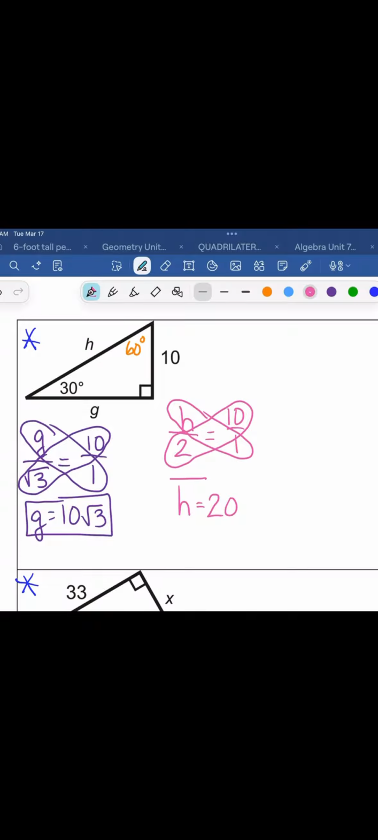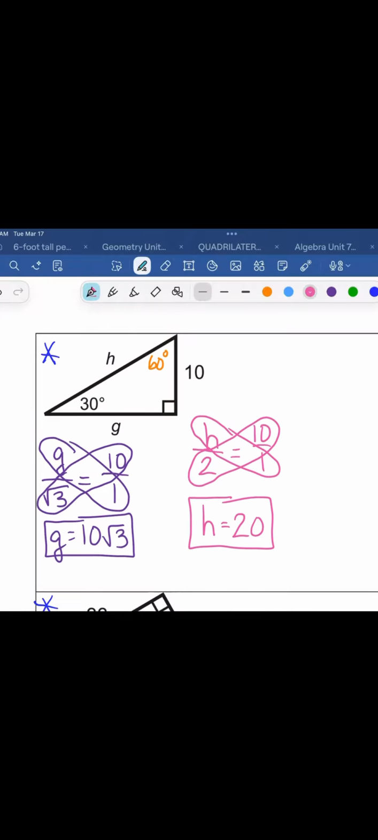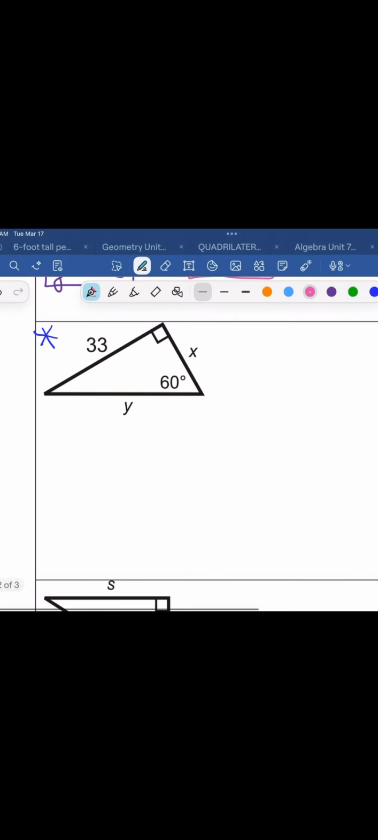Not gonna lie, this problem right here is best case scenario because there's no dividing, there's no rationalizing. Let me show you worst case scenario, and that's this one right below it. This guy is also a 30-60-90. So you have your 90-degree angle, you have your 60-degree angle, which means that this is your 30-degree angle.